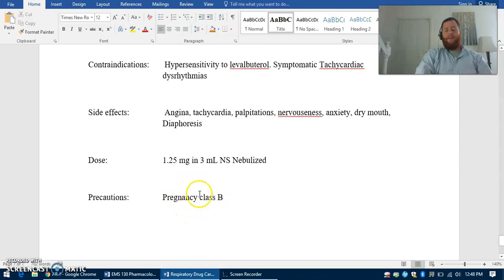The reason that it's a class B and albuterol was a class C is, again, this is the sole R type, meaning that it doesn't have the S associated with it. It doesn't have the bad stuff that albuterol tends to cause.